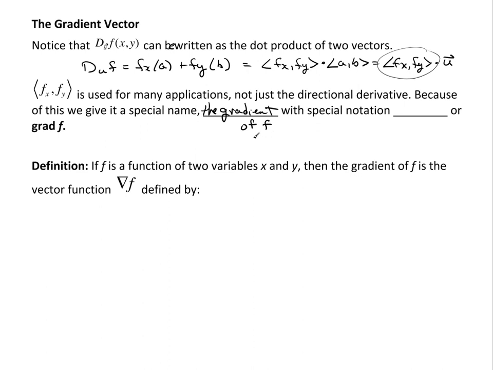And it has a special notation. It's the upside down delta of f, or is sometimes written out as grad f. Now, this upside down delta, this guy is read as del. And very commonly, we simply refer to this as del f.